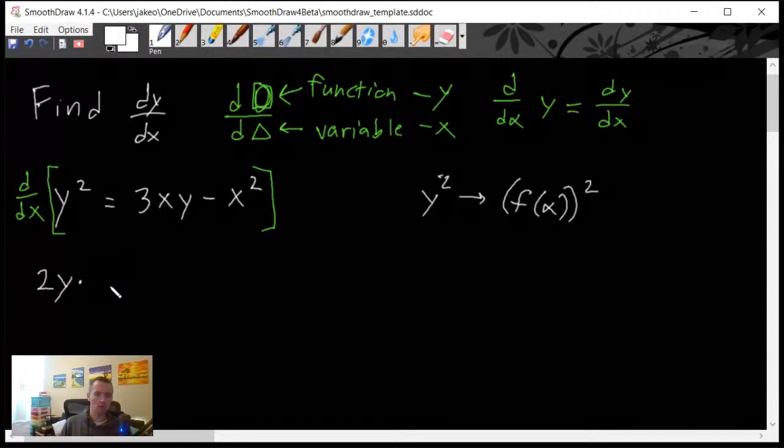And then by chain rule, we have to multiply this by the derivative of the inside function. Well, the inside function is just y. And like we said up here, the derivative of y is just dy dx.